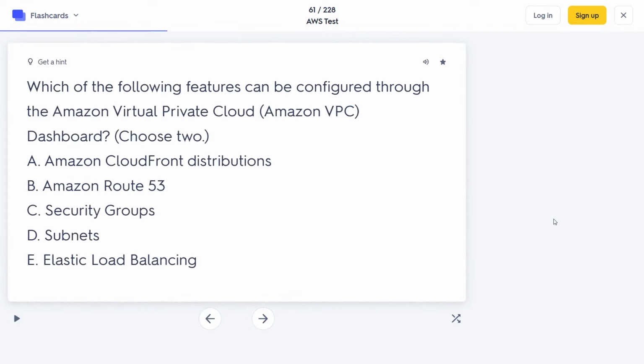Nice. Now, which of the following features can be configured through the Amazon VPC, virtual private cloud? So first of all, we can do the subnets totally. Now let's look for the second option. VPC, Route 53 or CloudFront distribution, subnet, security group, elastic load balancing. Okay, so it was security groups.